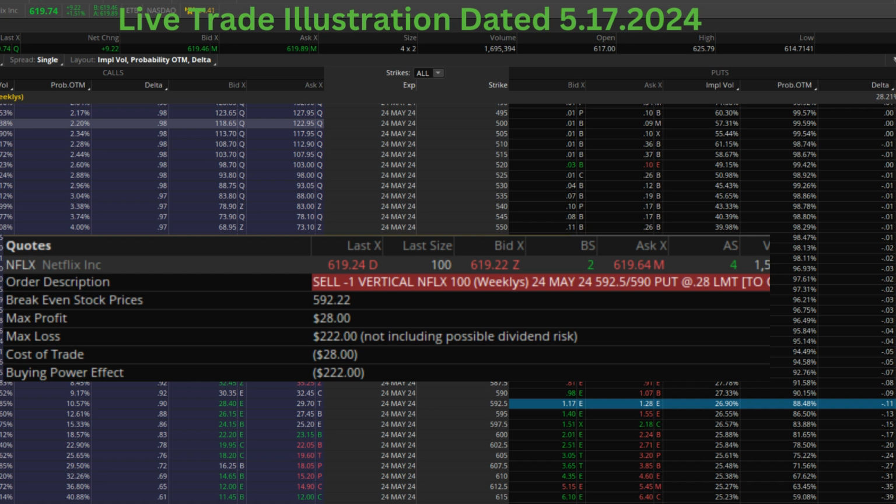So let's get right into the trade. We're going to execute the trade. It's going to give us a break even point of 592, maximum profit 28, maximum loss 222, and the buying power effect is 222 as well. So we're going to confirm this and send it in the system and make it a live trade, and then we're going to check back with it in 1 week's time and see the results.